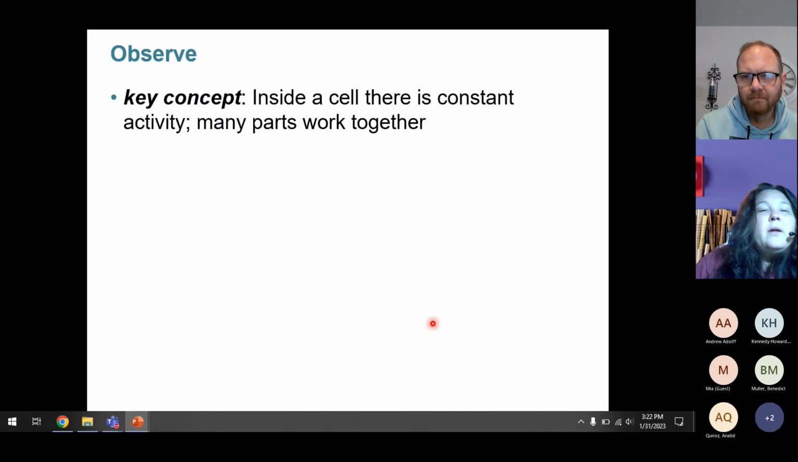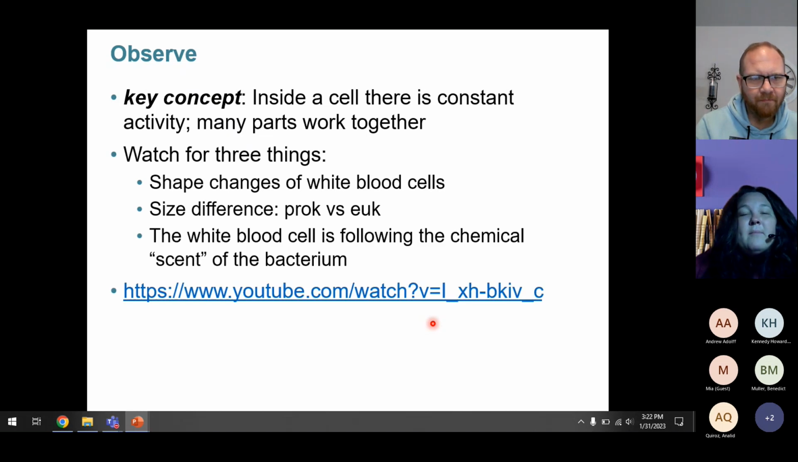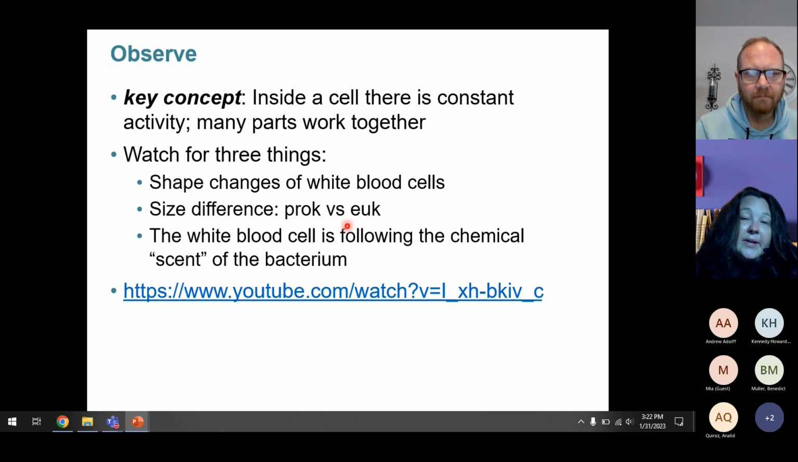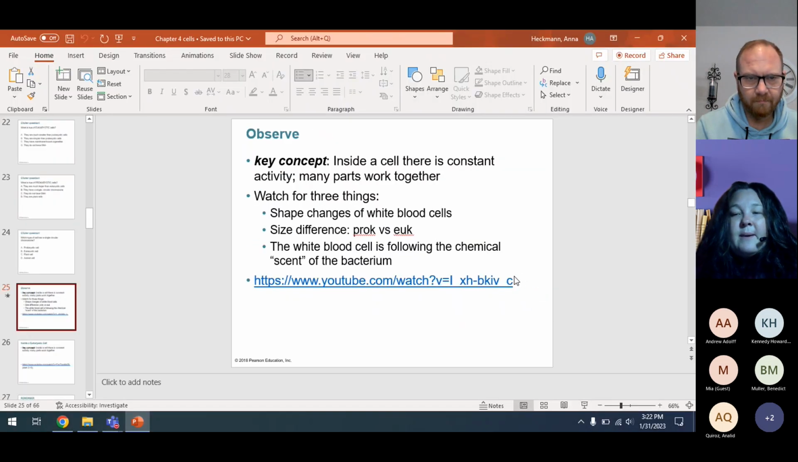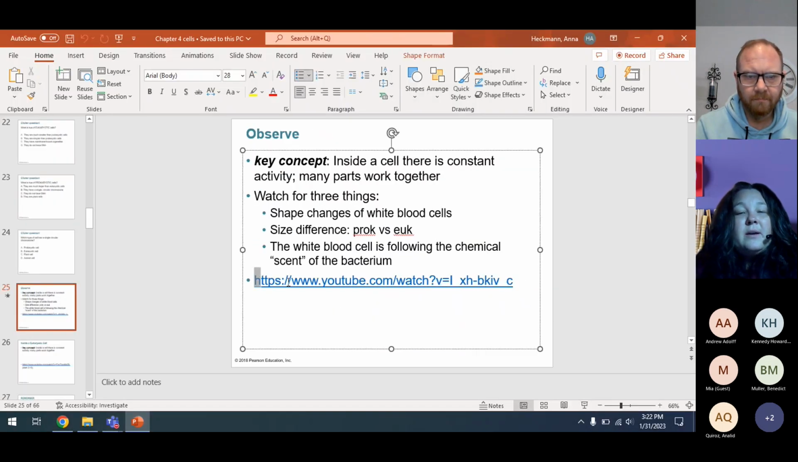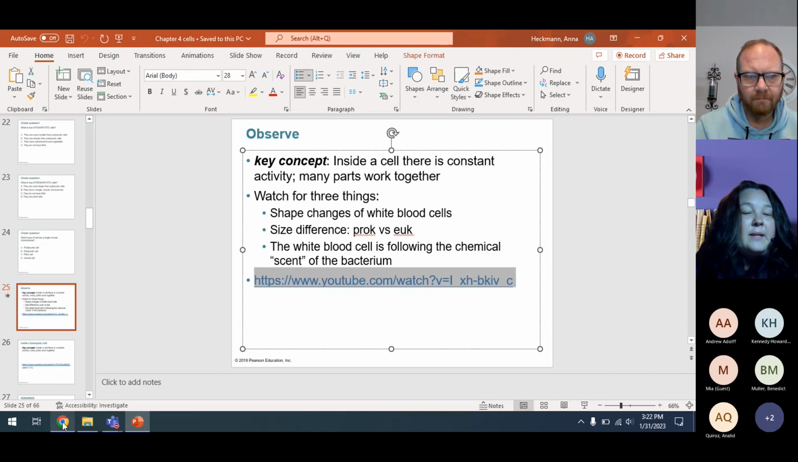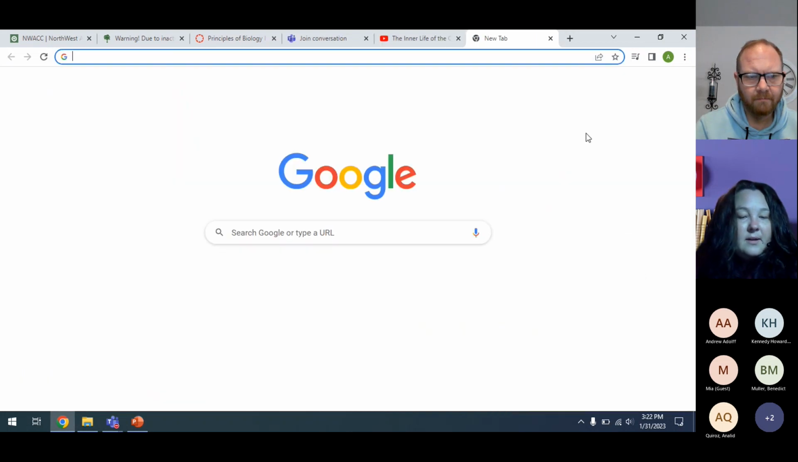Okay, so now I'm going to show you another video of a white blood cell chasing a bacterium. Remember that many parts of the cell work together towards a common goal. So I want you to watch for 3 things. The white blood cell is going to change shape, and the prokaryotic cell, the bacterium, is much smaller than the eukaryotic cell. And the white blood cell is following the chemical scent of the bacterium. That is how it knows where to go, because as the bacterium moves along, it leaves behind it a little trail of chemicals.